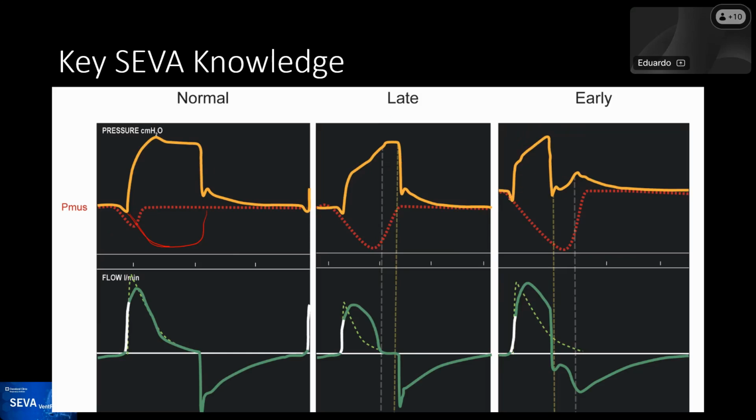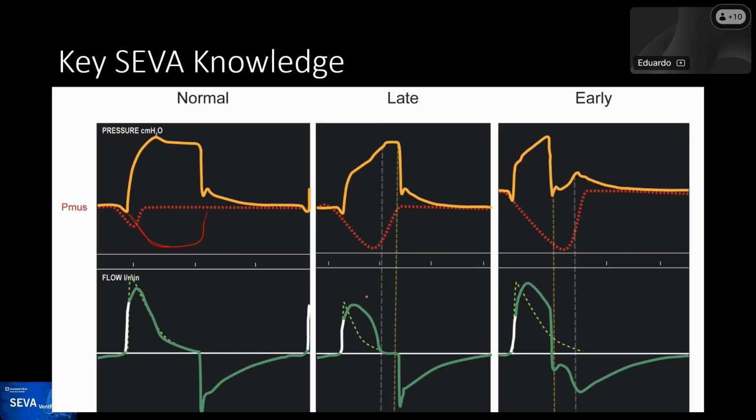In contrast, you have a breath that starts, and there's effort, that you can see the PMOS there, and the PMOS continues, and the mechanical breath, the inspiration, ends. So meaning the set I time is shorter than the patient's neural time. And as such, that leads to what we call an early cycle.